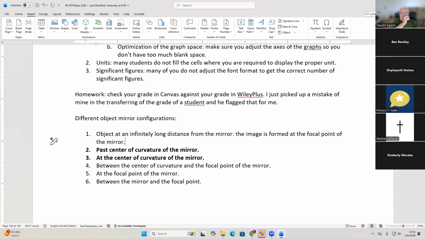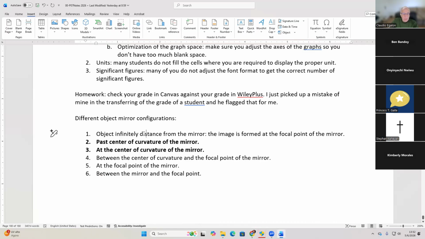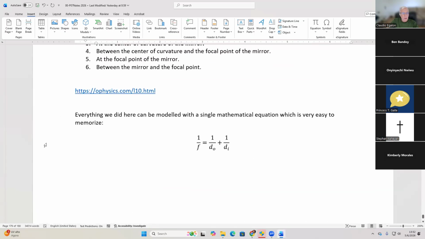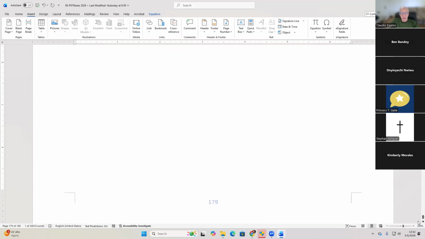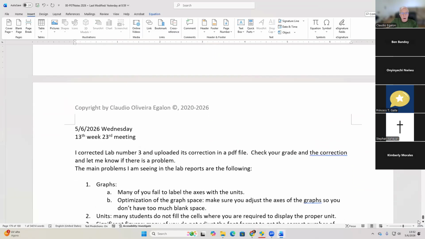Okay, so if the object is at a distance from the mirror that is infinitely long, infinitely distant, the image forms at the focal point of the mirror. And that can be pictured either by doing the geometrical approach or by checking the equation of the mirror.